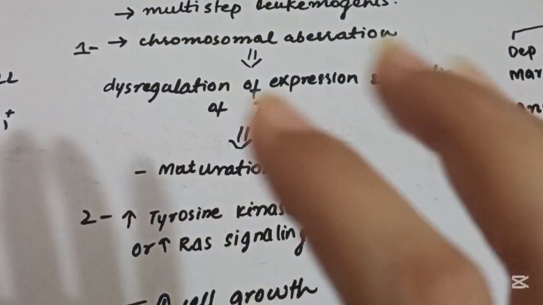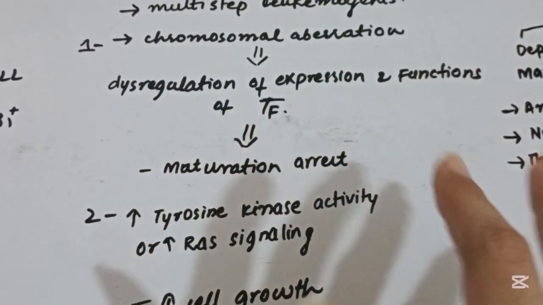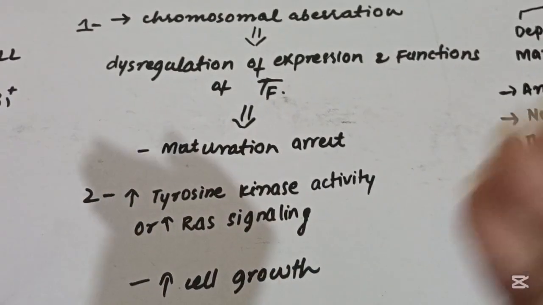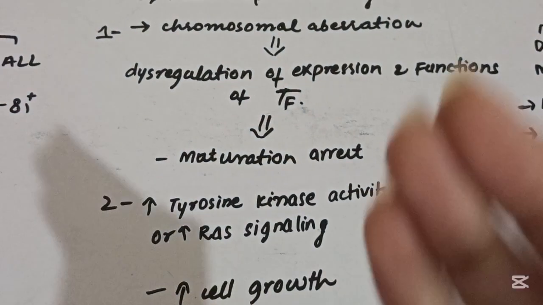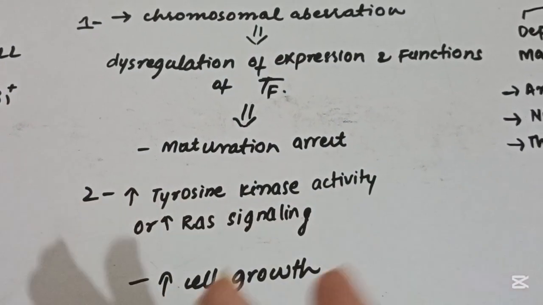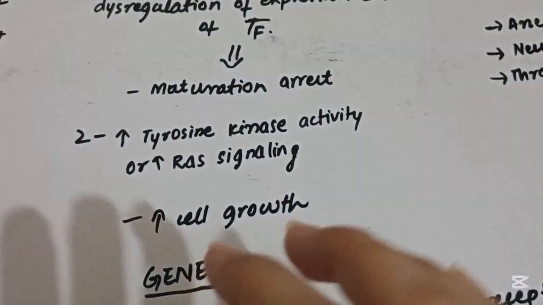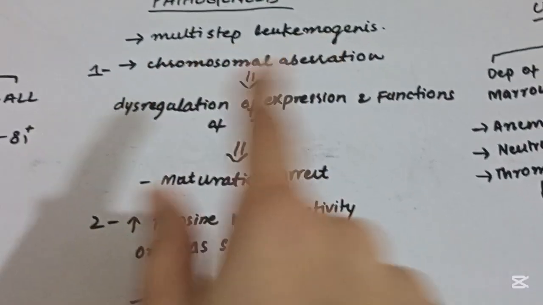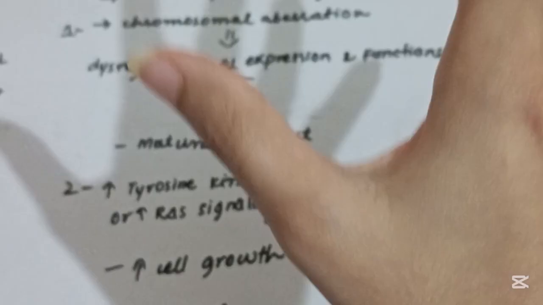So as a result of dysregulation of expression and function of transcription factors, we have maturation arrest. Secondly, there are also further mutations which actually cause an increase in the tyrosine kinase activity or RAS signaling. As a result, there is increased cell growth.